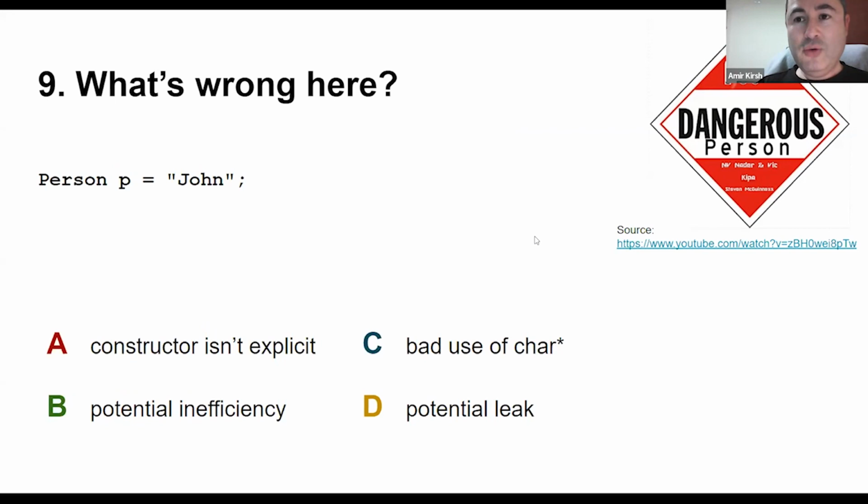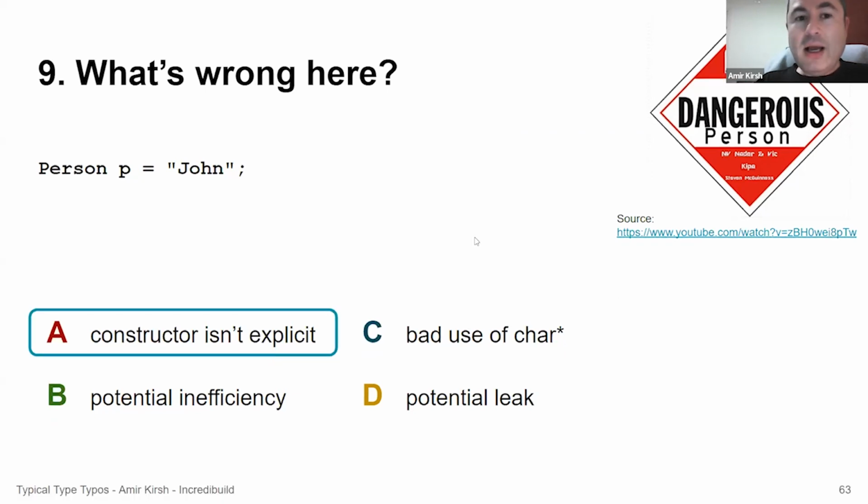Let's give you 5 seconds. John, are you a person? Yes, I'm a person. So what's so bad with you? Do you see the problem? Okay, let's see your votes. And the results are, most of you see that, yeah, constructor isn't explicit. I mean, well, this is the first time that we saw this answer. It must be relevant. Yes.